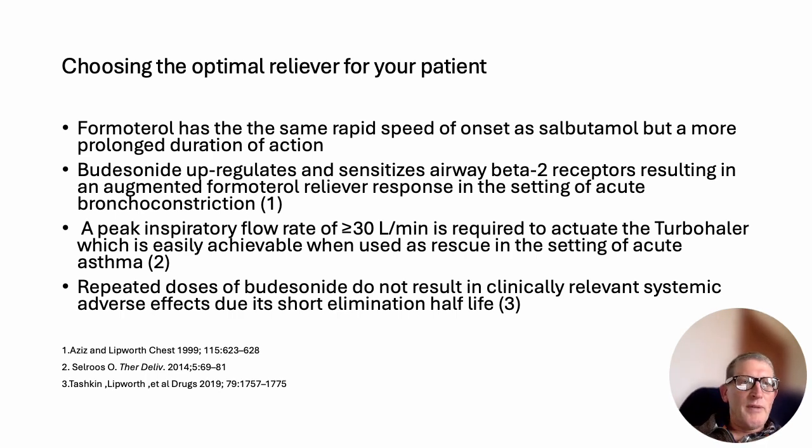Choosing the optimal reliever for your patient, well, the first thing to tell patients is that formoterol has the same rapid speed of onset as salbutamol, but a much more prolonged duration of action. So we're talking about 12 hours duration, whereas salbutamol is 2 to 4 hours. So you're actually giving them a better reliever, and that's worth telling the patient.